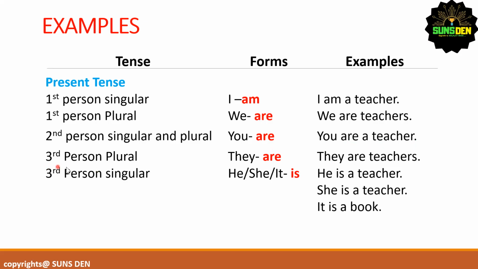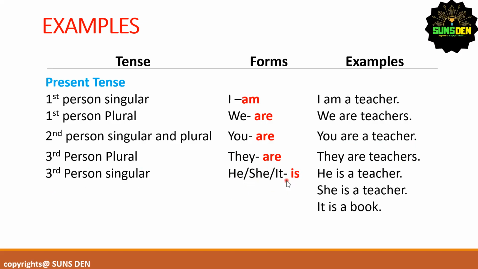Now coming down to the third person plural: they is the subject pronoun, and are is the be form. They are teachers. Now third person singular: he, she, it. Here you can have any name such as Ram, Sham, and Rama.